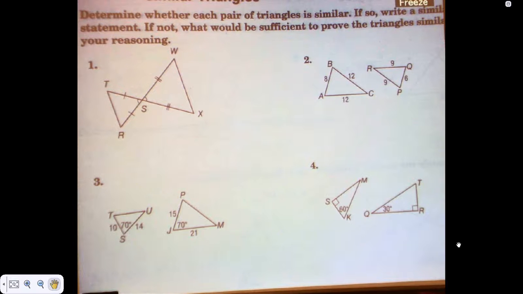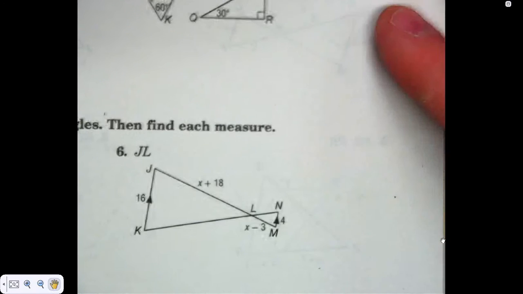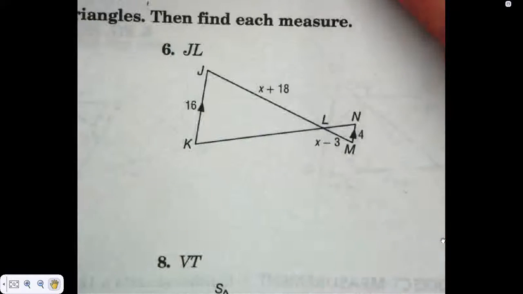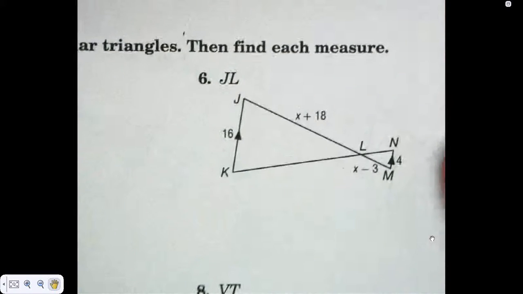Let's do one of those ones below, mostly because I want to remind you. I guess we're looking at number 6. They ask us basically to find the two triangles that are similar here, right?